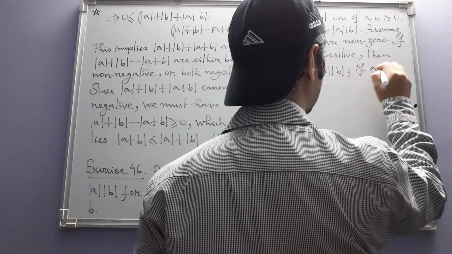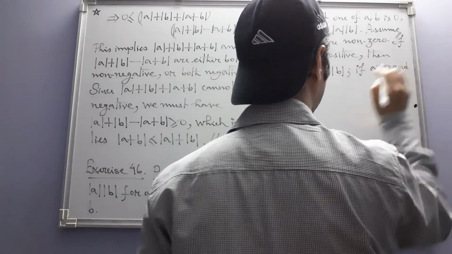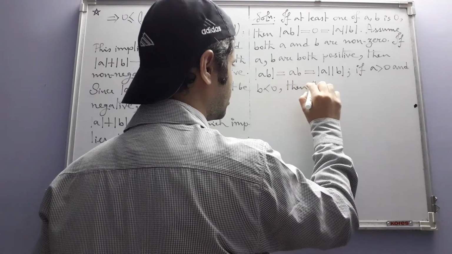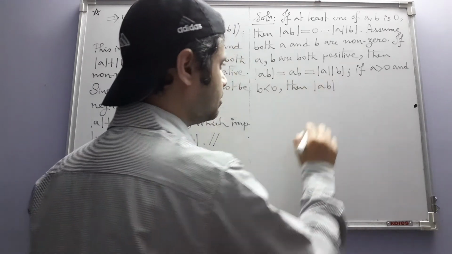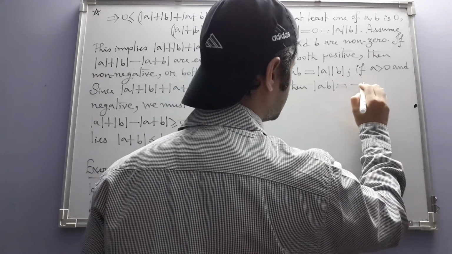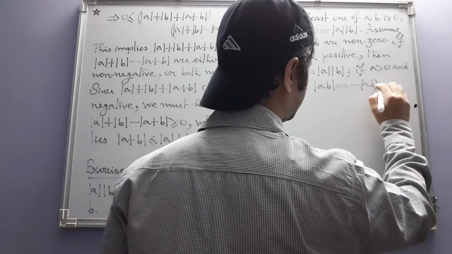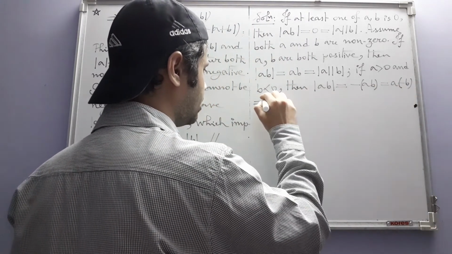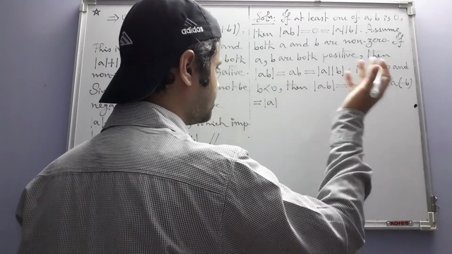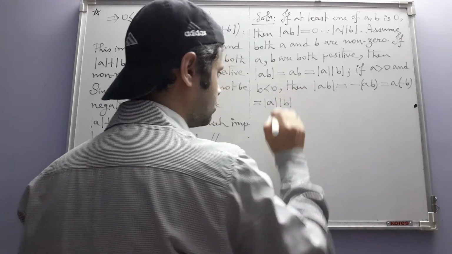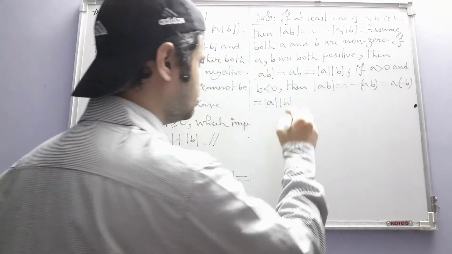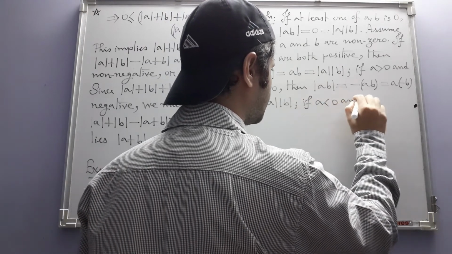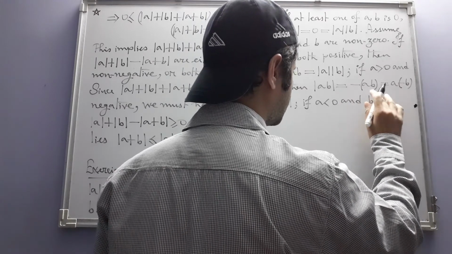If A is positive and B is negative, then AB is negative, so absolute value of AB is minus of AB, which can be written as A times minus B. Now A is positive, so A equals this, and B is negative, so minus B equals this. So here also the identity is true. Next, if A is negative, let me just write the rest without saying anything.